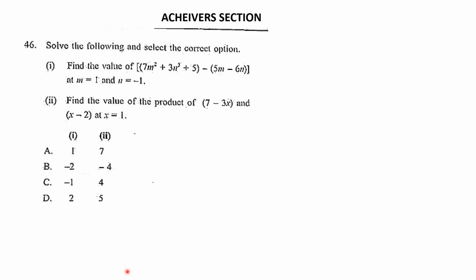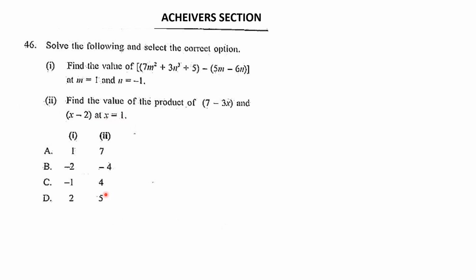Now next is question number 46. These questions are from the Achiever section. Question number 46, solve the following and select the correct option. The first question is, find the value of 7m square plus 3n cube plus 5 minus of (5m minus 6n) at m equal to 1 and n equal to minus 1. And then the second part, find the value of the product of (7 minus 3x) and (x minus 2) at x equal to 1.